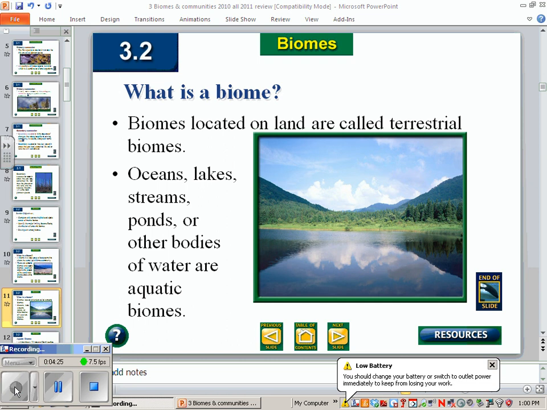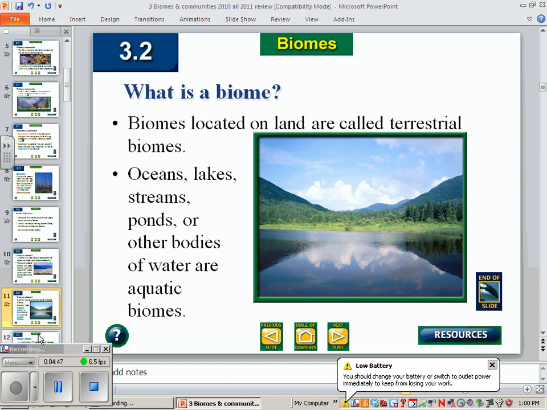Biomes are areas of land where all the conditions are basically the same. If you're in a desert, it's going to be basically hot and dry. If you're in a tundra, it's going to be cold and dry. If you're in a tropical rainforest, it's going to be warm and very wet. All the conditions in the area are basically going to be the same.